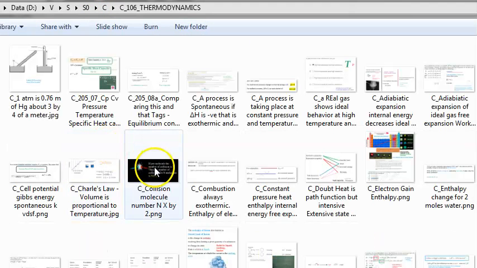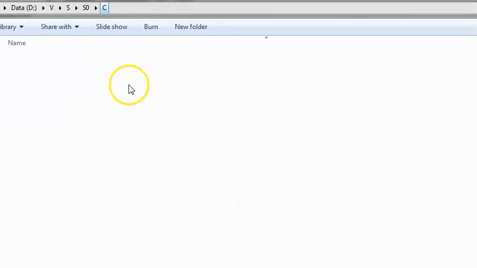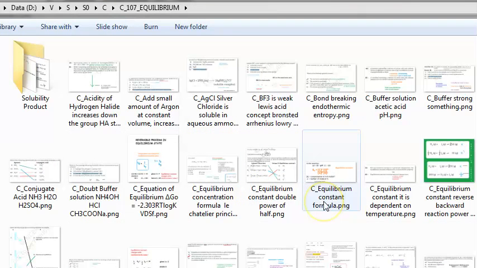Thermodynamics, a very difficult chapter, I think. Adiabatic process and adiabatic expansion. Catalyst, how a catalyst works. Enthalpy. Then what else? Entropy, all that. Thermodynamics. Equilibrium. Equilibrium, what and all you will study?